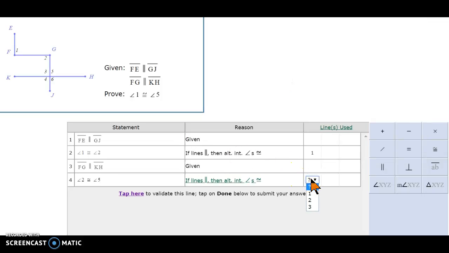And the lines are parallel, that would be this line, right? That's FG and KH. So that would be line number 3. So be careful, okay? Be careful when you're choosing the line. Line number 3, because that is the line, FG, this one right here, that is where we say FG is parallel to KH. And because of that, then I can say angle 2 and 5 are congruent. Okay.